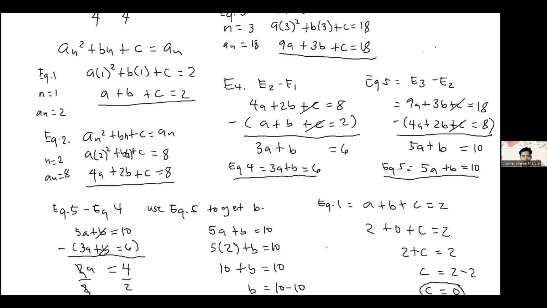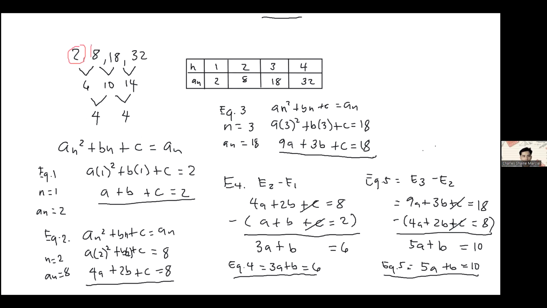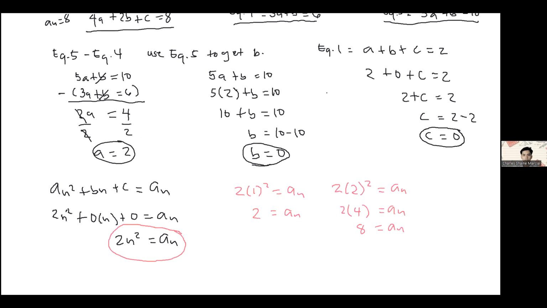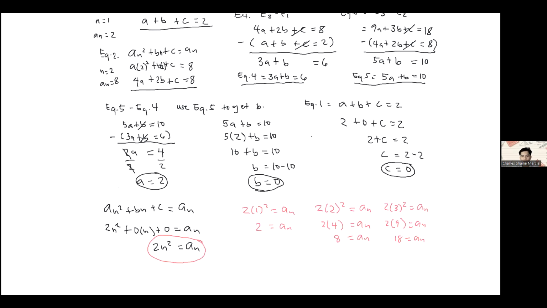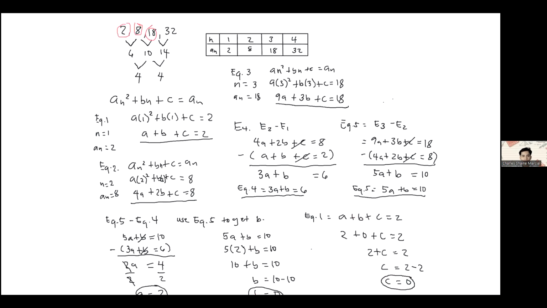So check natin ulit. So we have 8. Same lang ulit. Try natin yung third term. So we have 2 times 3 squared. Then 3 squared is equal to 9. Then 2 times 9 is equal to 18. So same lang din yan ulit. So we have yung third term is 18.